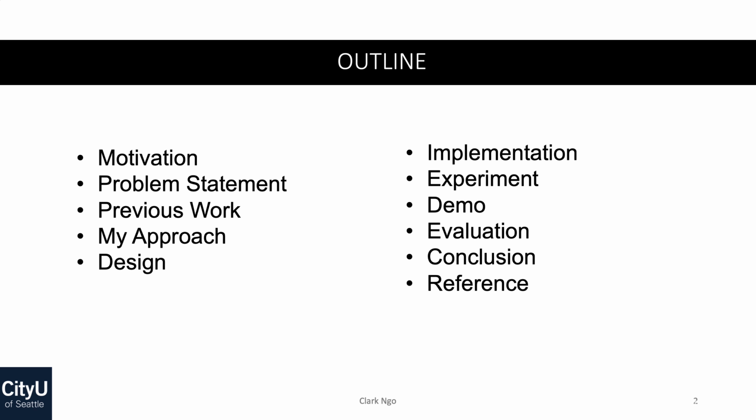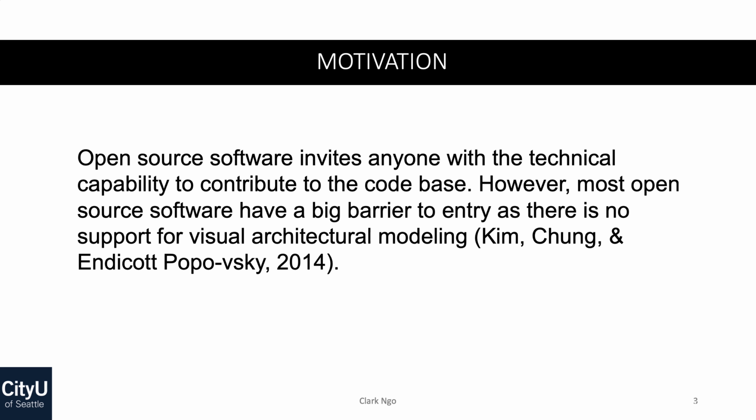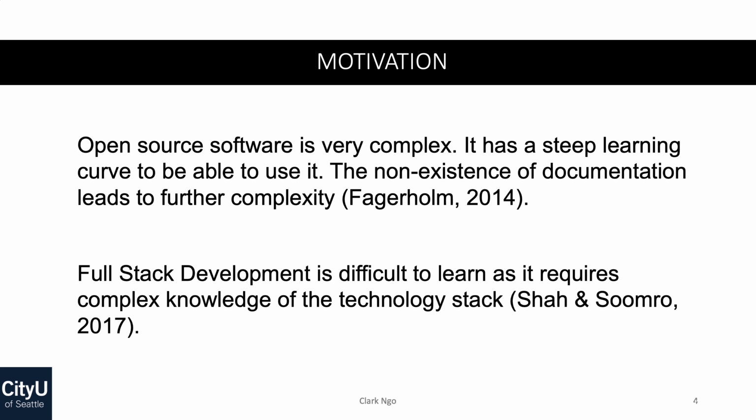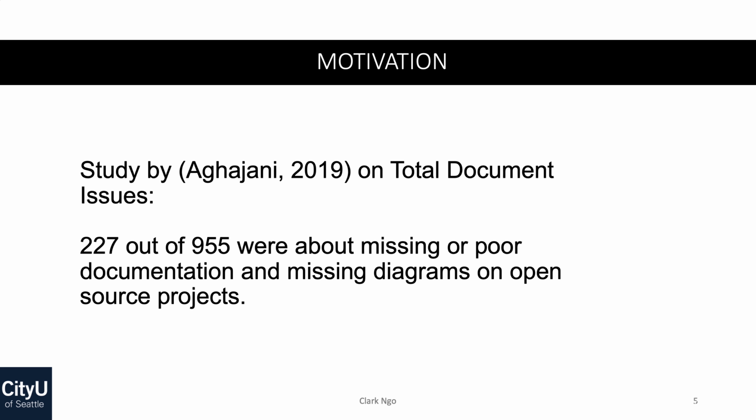This is my outline, and my motivation is that a lot of people have been saying go open source. It's easy to contribute, it's easy to fix bugs and add features, but without visual architectural modeling, it's so hard to understand the code base. Because of that, it has a steep learning curve, as does full stack development because of the complex technology. Another motivation is Agjani's study of 955 document issues, and 227 of them were about missing or poor documentation and missing diagrams in open source projects.